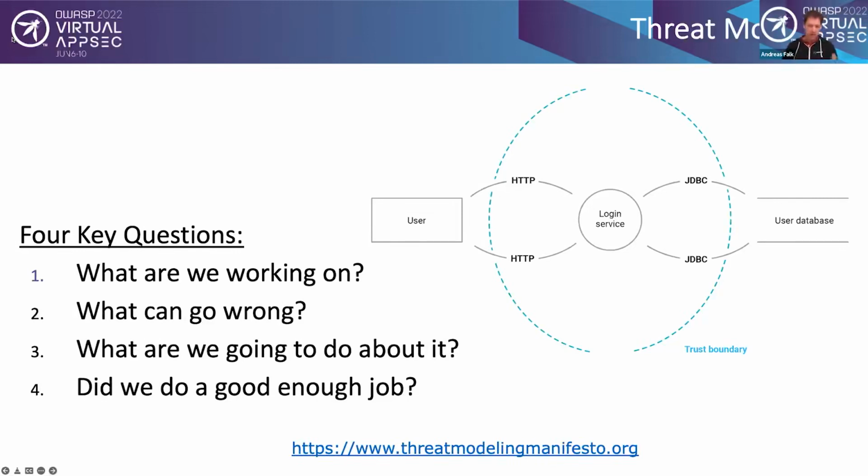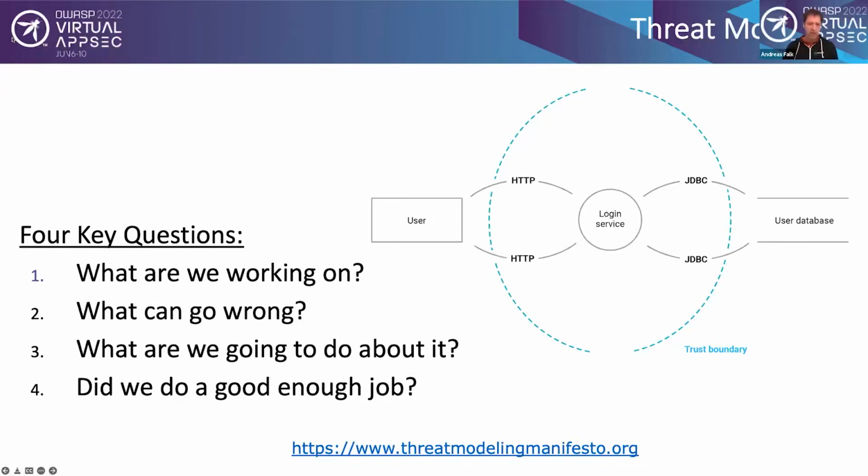And then you have different trust boundaries where there are changes of user trust. For example, the login service might run in some cloud-provided service, and the user database might run in some data center you own. So there are different trust boundaries defined here. And then you just check what can go wrong in that picture.